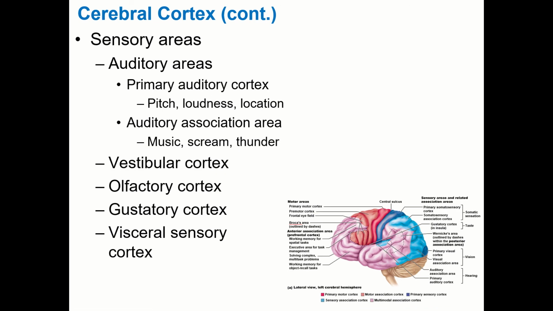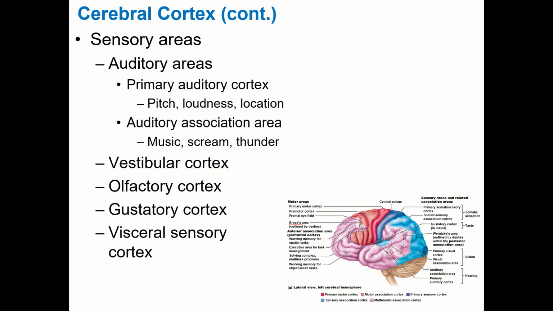All right, so other areas work very similarly. So the auditory cortices work very similarly to the visual cortices. So you can see you have a primary auditory cortex, which is located in the temporal lobe. And so the primary auditory cortex, again, is going to get that crude information about things like if you hear a sound, so the pitch, the loudness, or the location of that sound. And then the association area is going to put together what that means. So is that music? Is that my favorite song? Is that a scream or thunder or whatever that is, right? So we make meaning of that information there in the association area.